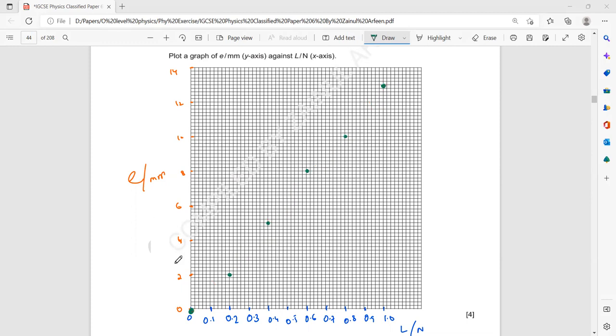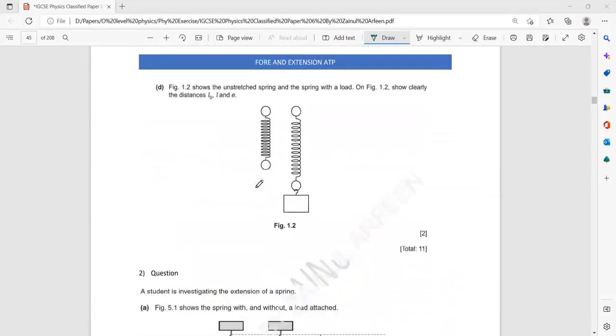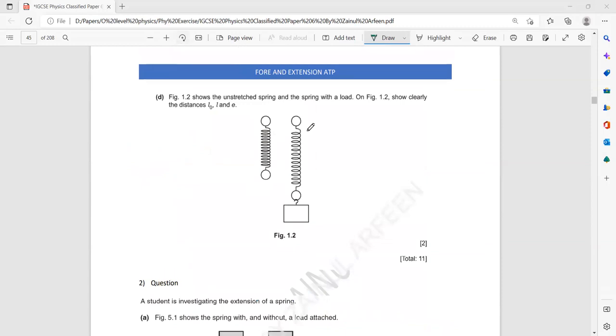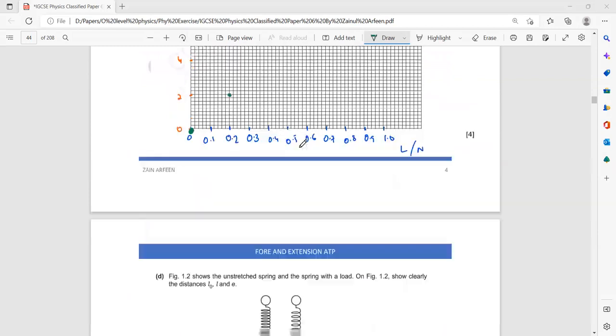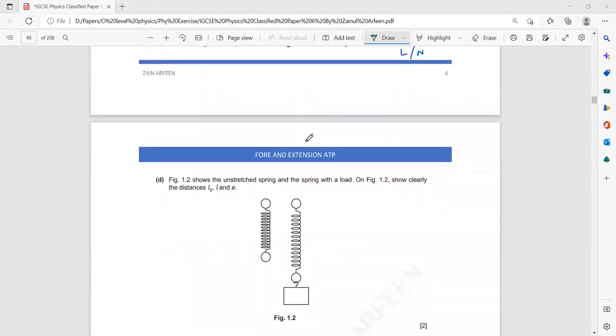The next part after plotting a graph. That is the only part, we just have to plot a graph. Sometimes they ask to calculate the gradient as well, but not in this one, so we don't have to.